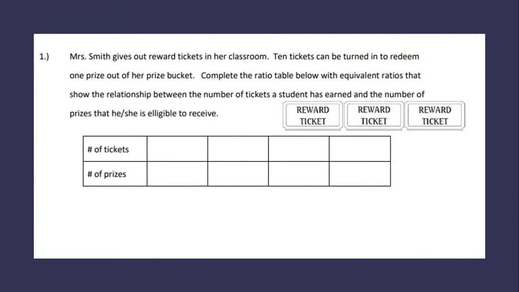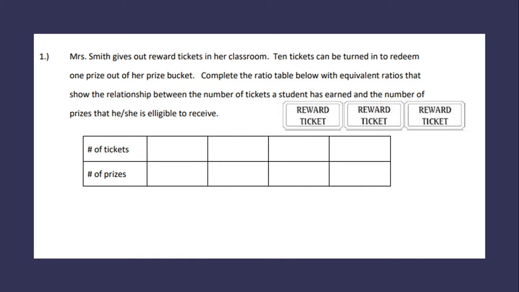The first example says Mrs. Smith gives out reward tickets in her classroom. 10 tickets can be turned in to redeem one prize out of her prize bucket. Complete the ratio table below with equivalent ratios that show the relationship between the number of tickets a student has earned and the number of prizes that he or she is eligible to receive. So we basically have to create a ratio table.